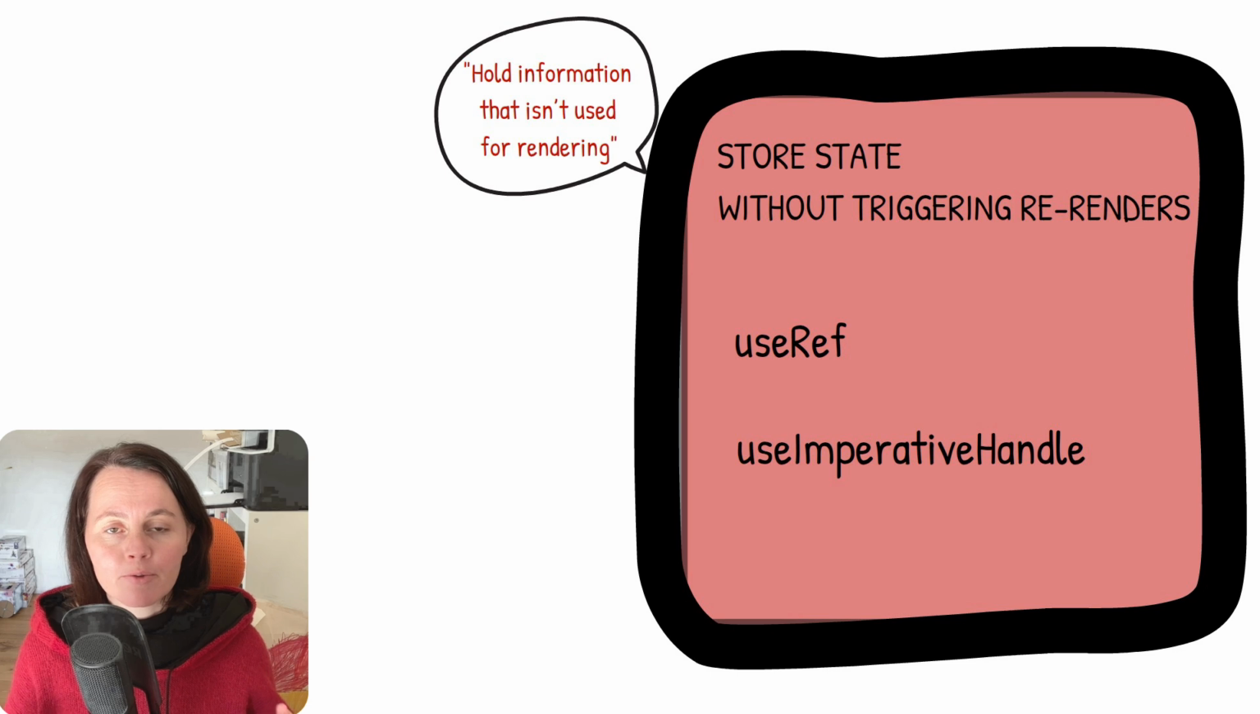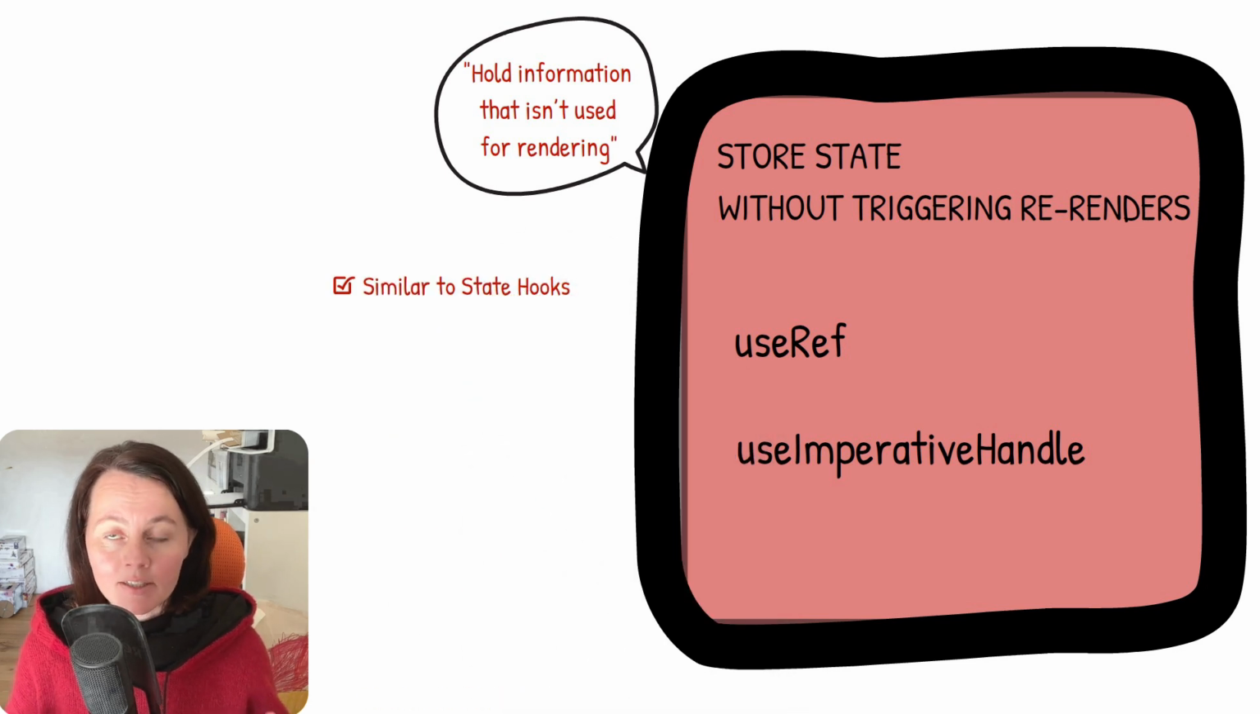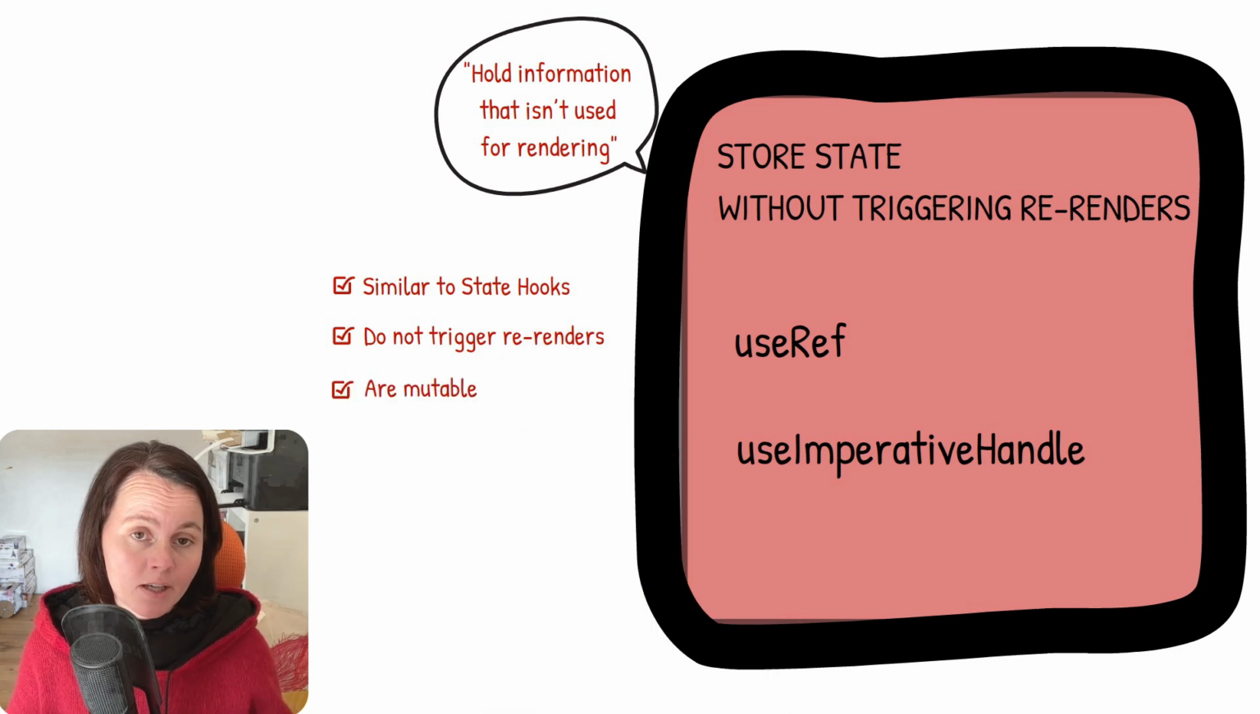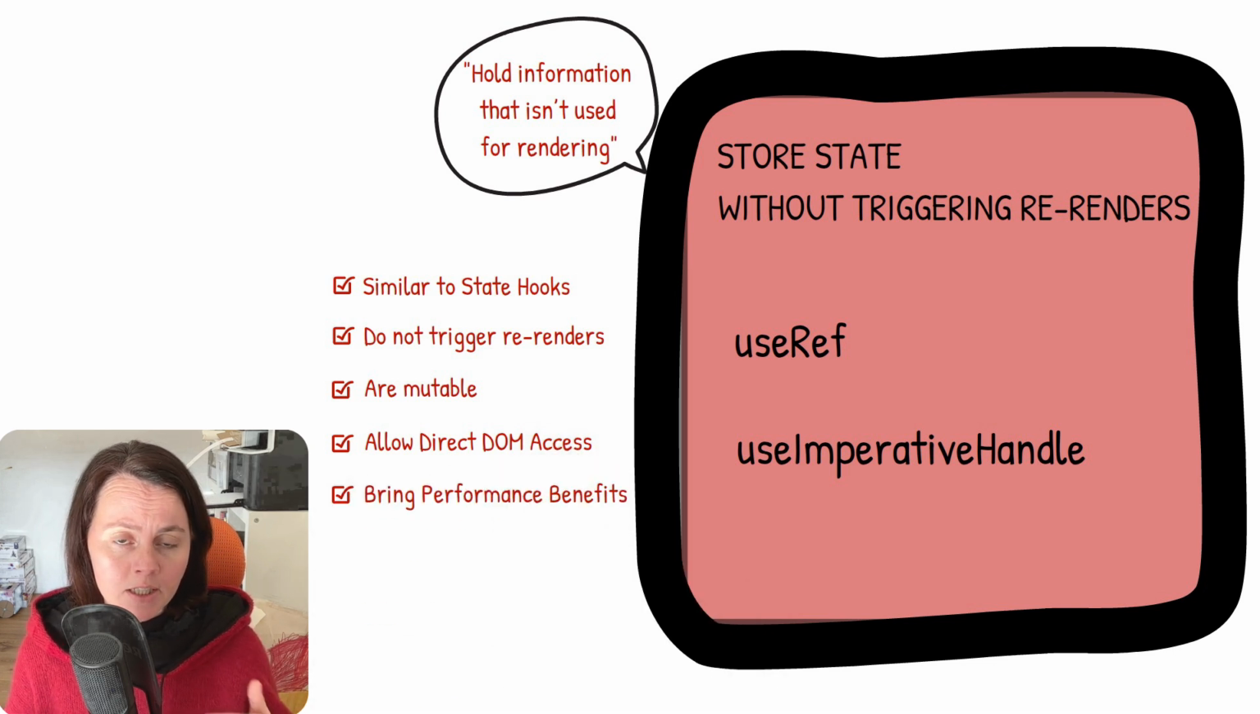Refs are similar to state hooks. They remember the information, but unlike state, they don't trigger re-renders and can be modified directly. They are mutable. Refs allow direct interaction with DOM elements, and since refs don't cause re-renders, they help improve performance, especially in complex components or when frequent DOM manipulations are needed.